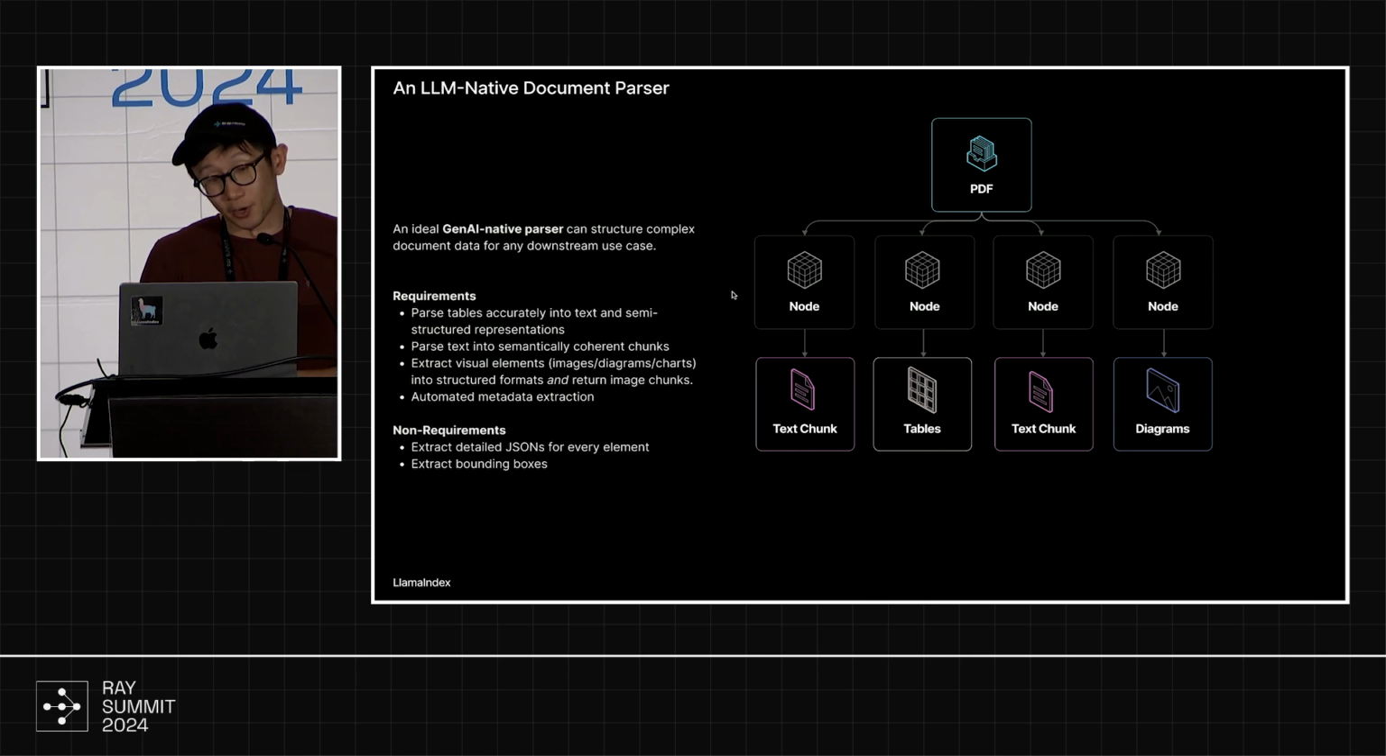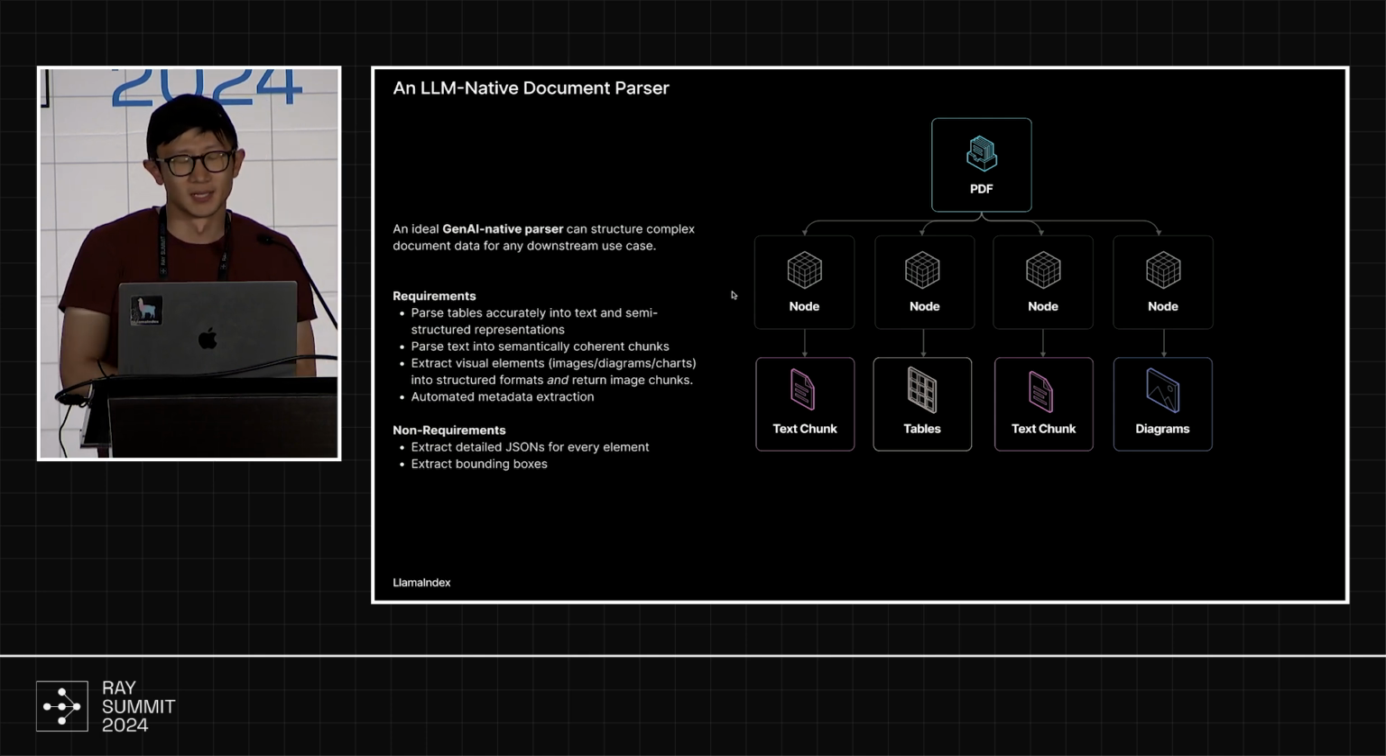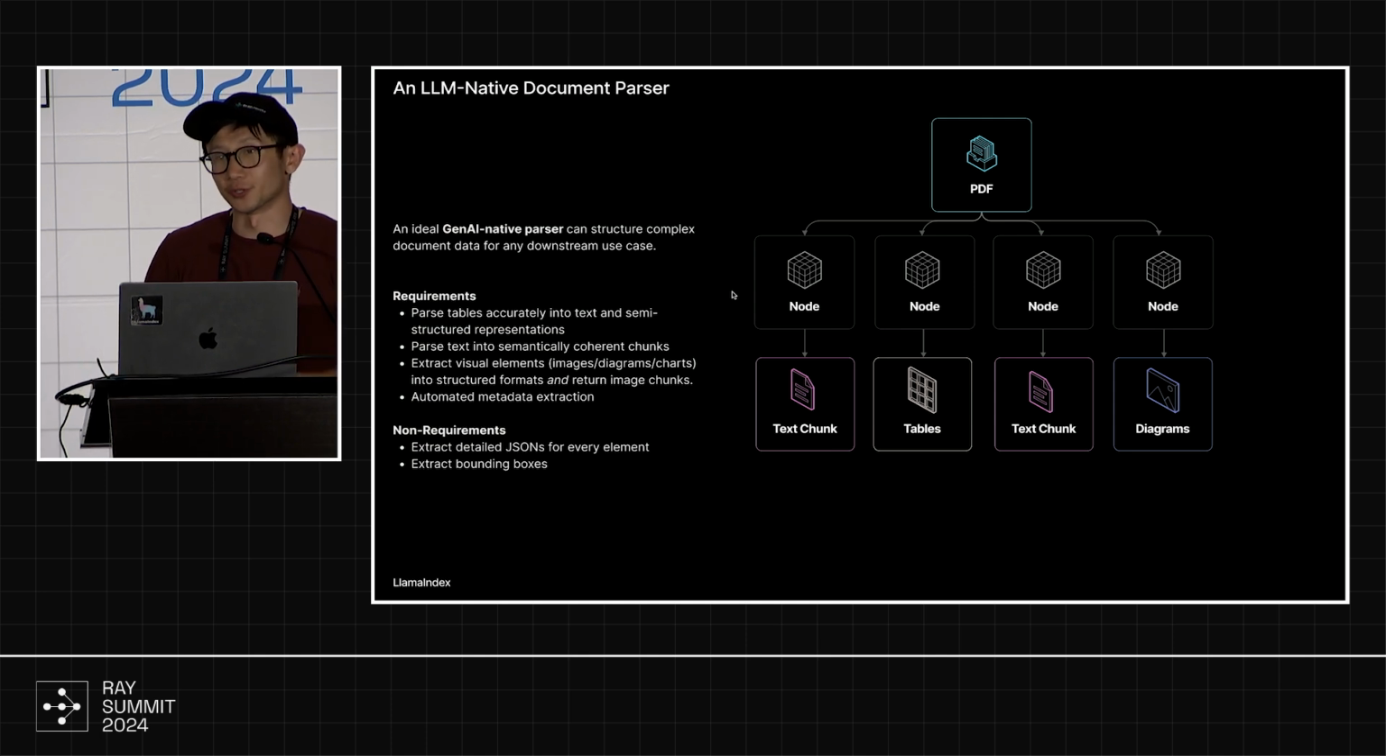And so the first thing that we wanted to build was an LLM native document parser. An ideal GenAI native parser can structure complex document data for any downstream use case. If we imagine a PDF research report with a lot of images, tables, and figures, we can first split it into the constituent elements. So we have the text. Somehow we are able to parse out the tables and the diagrams and semantically preserve them, right? So we don't split tables down the middle.